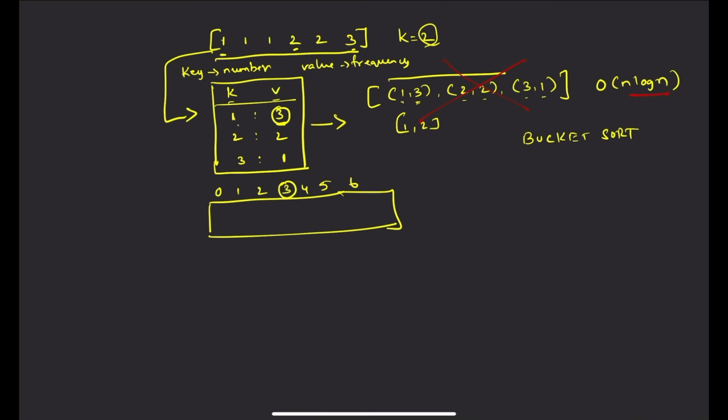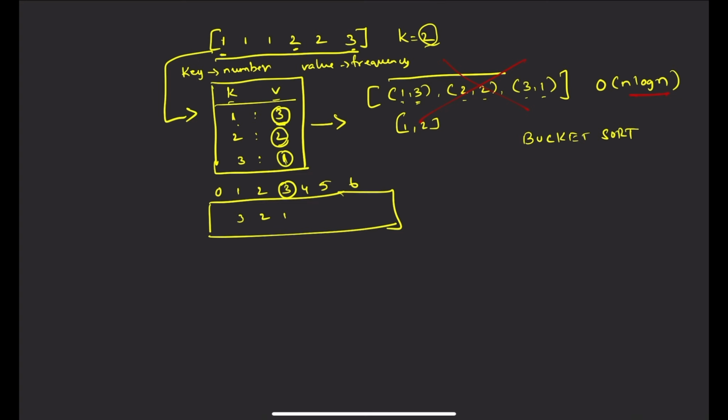So in this case 1 comes here. Now all elements that appear twice go to index 2. So 2 comes here. All elements that have the frequency 1, that appear once, go to index 1. So 3 comes here, right? So this is the formation of something called buckets in this case.